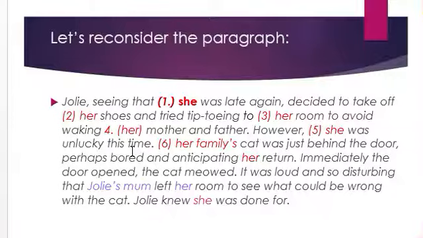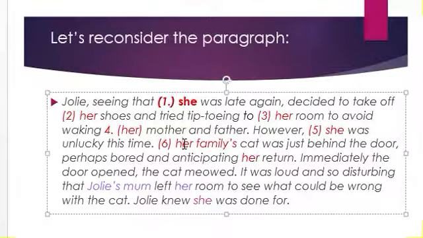Now, but that aside, let's consider something here. In the first sentence, you have the word again. And if you come down, you can see this time. This time is emphasizing the word again. Jolie is saying that she was late again. Can you see? However, she was unlucky this time. That means perhaps she has been doing this over time, but this time around she was unlucky.